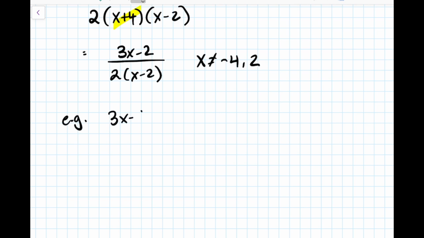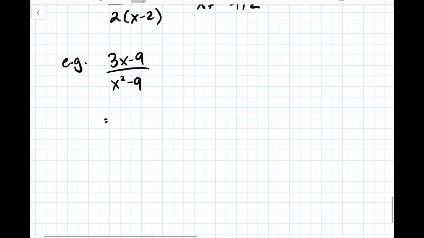Okay. 3x minus 9 over x squared minus 9. So up top there, you've got a 3 that you can pull out, which is going to leave you with x minus 3. On the bottom, we've got a difference of squares. So just as a quick reminder for factoring differences of squares, let me give you a more complicated one that we can talk about.